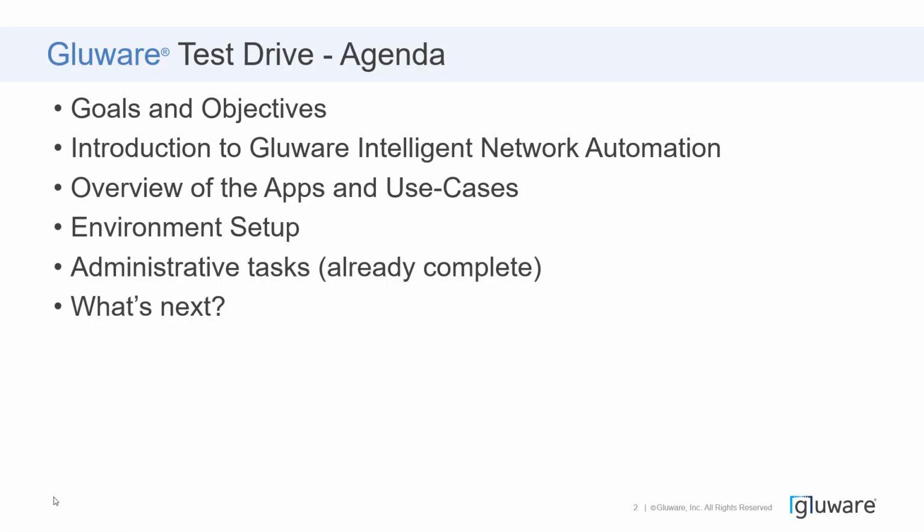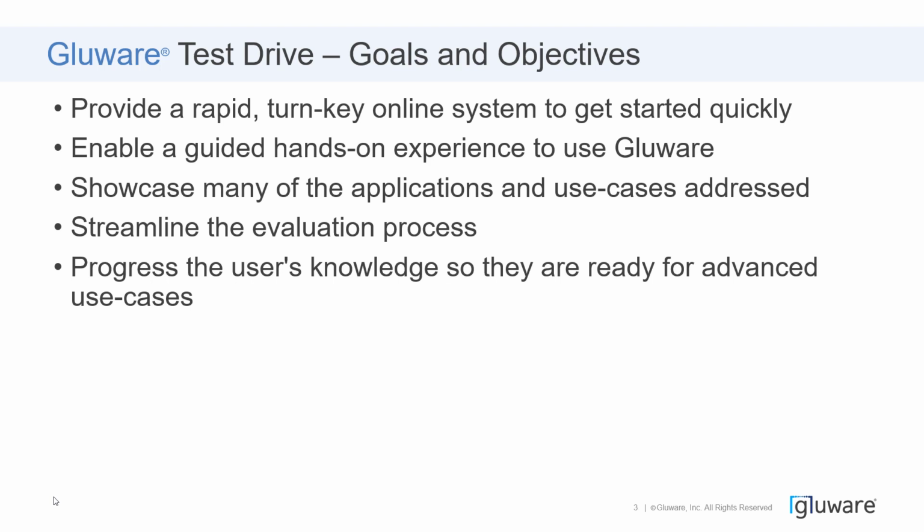So a quick agenda and overview here. We're going to cover the goals and objectives of the test drive itself. We're going to provide a short introduction to the Gluware Intelligent Network Automation platform, run through the apps, the Gluware intent-based apps and use cases that we're going to cover in the test drive, quickly run you through the environment setup so you're familiar with how we're set up behind the scenes, cover what administrative tasks have already been completed for you so you're able to hit the ground running with the test drive, and cover what's next.